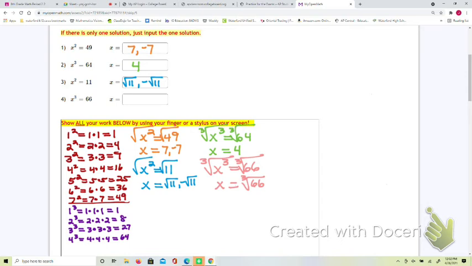Okay, 7 comma -7, 4, square root 11 comma negative square root 11. Okay, and then this one, click that. No, the other one. This one. Okay, now you need that one, the one with the n in the corner. Okay, and then type your 3.